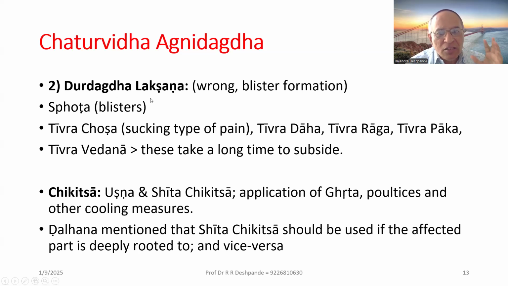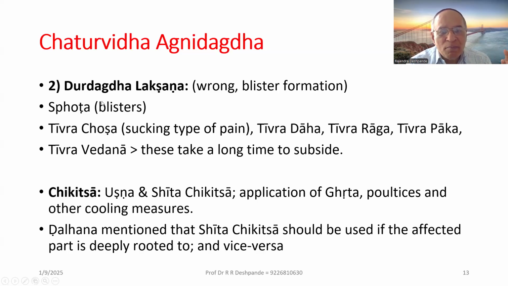Now, Durdagdha Lakshana. Here wrong treatment has been given and blister formation is there. So the first symptom is blisters. Tivra Chosha, it is a sucking type of pain. Tivra Daha, Tivra Raga, inflammation, redness is there. And Tivra Paka is also there. Tivra Vedana is there. This burning pain takes a long time to subside. So this is a type of Ati Agnidagdha, Durdagdha.